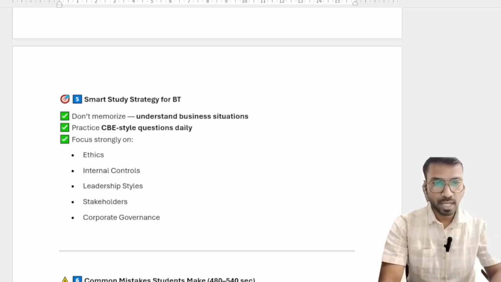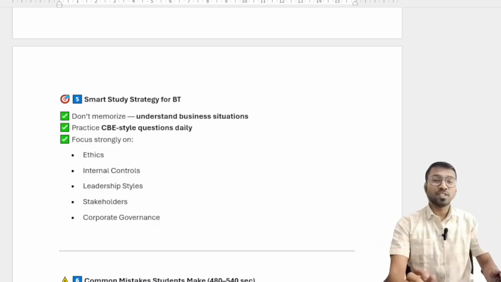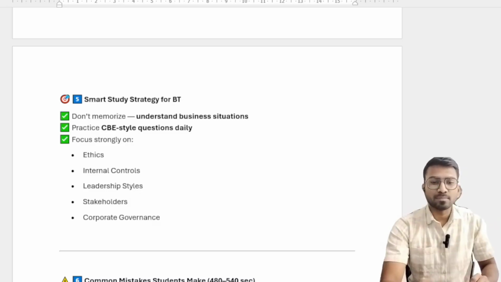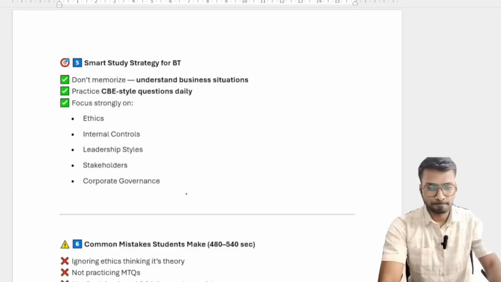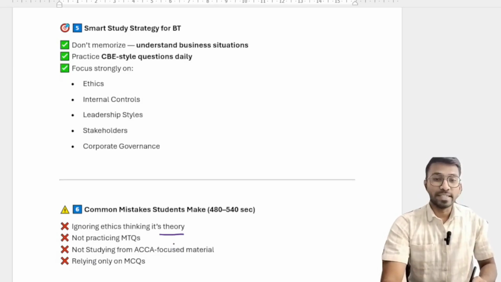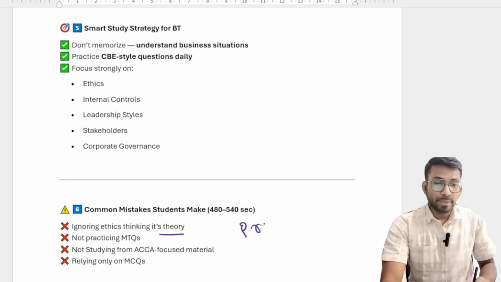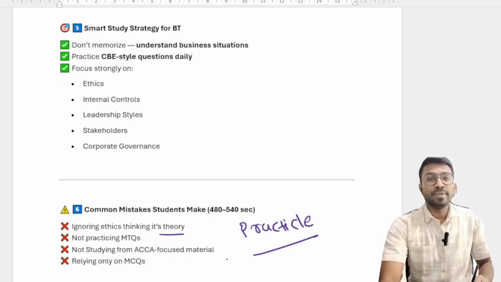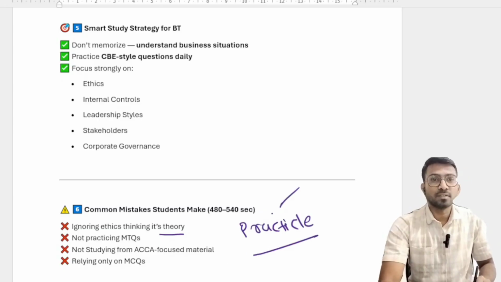Now let me show you some common mistakes that students make in the BT exam. First, ignoring ethics, thinking it's a theory. No, it is not just theory. Also, it is a part of theory, but you have to think in a practical manner. If you think in a practical manner, BT becomes your practical paper. So don't ignore the ethics part.